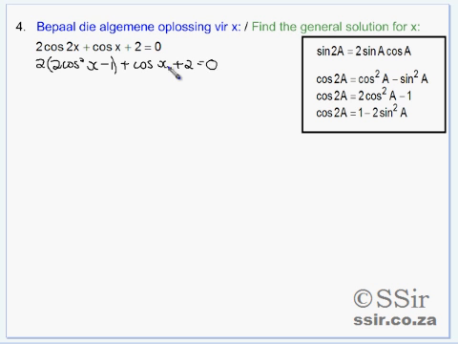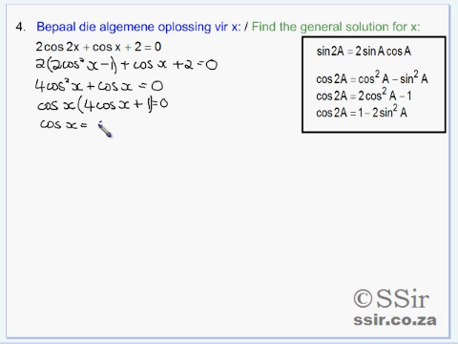In the next step, when I multiply out, I get 4 cos squared x minus 2, which gives me, along with the other 2, a 0, and all that is left is plus cos x equals 0. So now I do have a quadratic equation that I can factorize by taking out cos x as a common factor. 4 cos x plus 1 remains in the bracket. And this implies that either cos x equals 0 or that the bracket 4 cos x plus 1 equals 0.